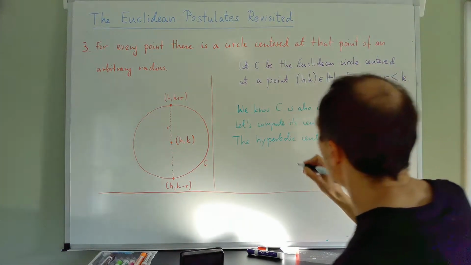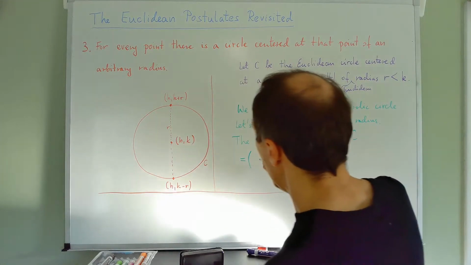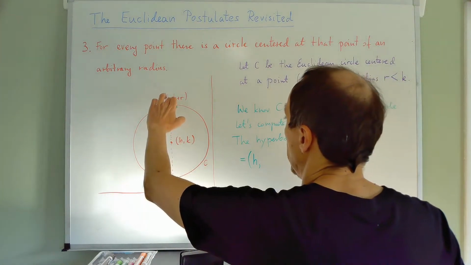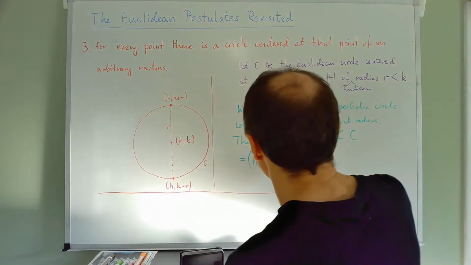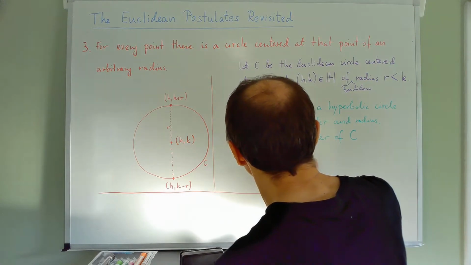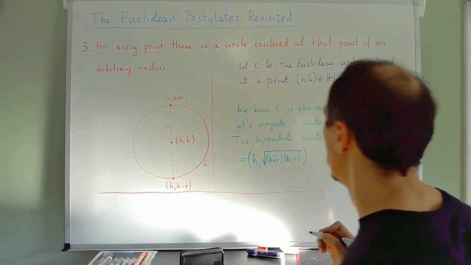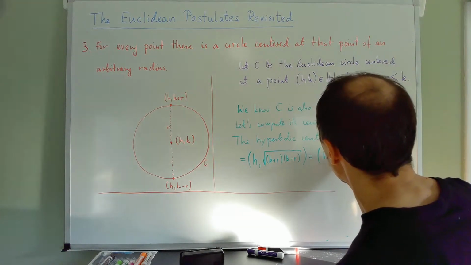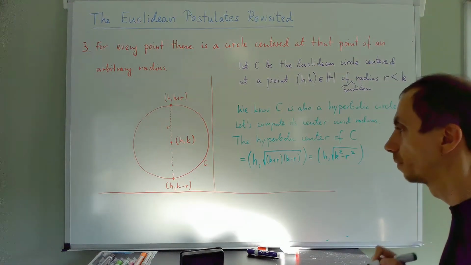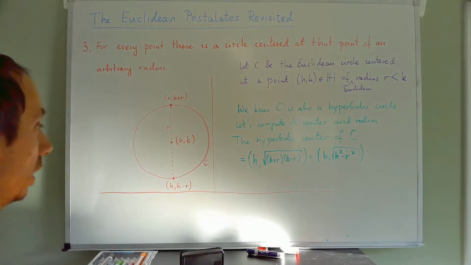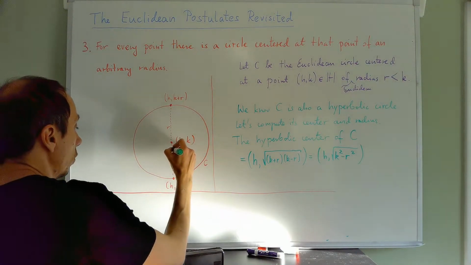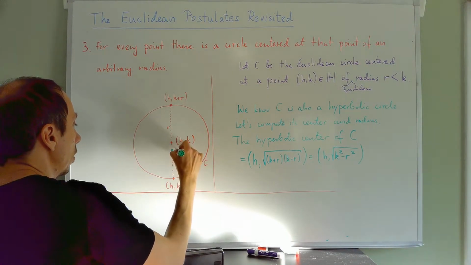of C is equal to, well, the x-coordinate is going to be the same, h. However, the y-coordinate is the geometric mean between these two y-coordinates. So it is the square root of the product k plus r, k minus r. In other words, it's h, square root of k squared minus r squared. So that means, first of all, that the center, of course, is not the Euclidean center, and it is somewhere closer to the bottom. So this is the hyperbolic center.